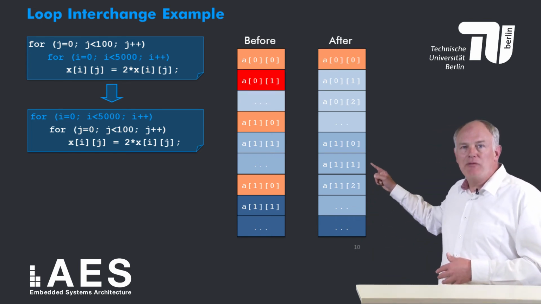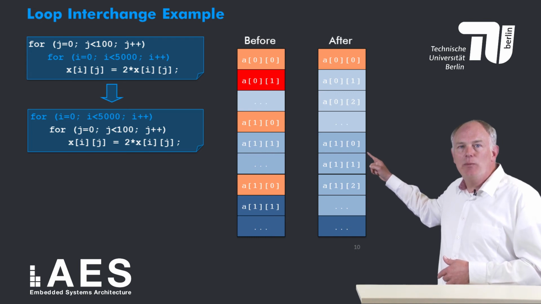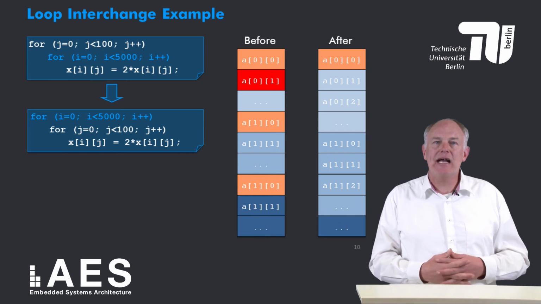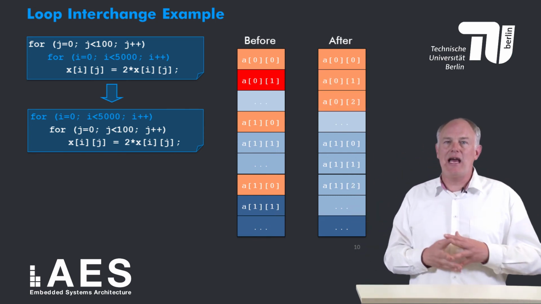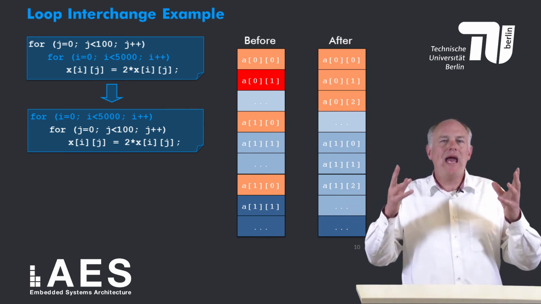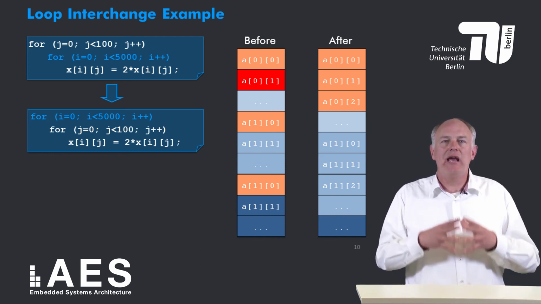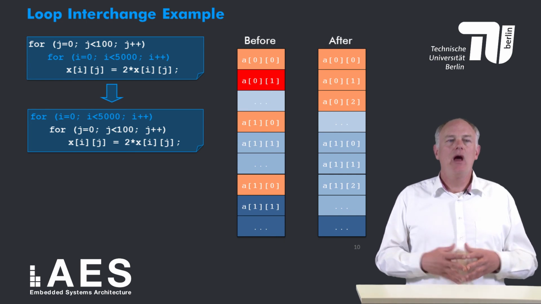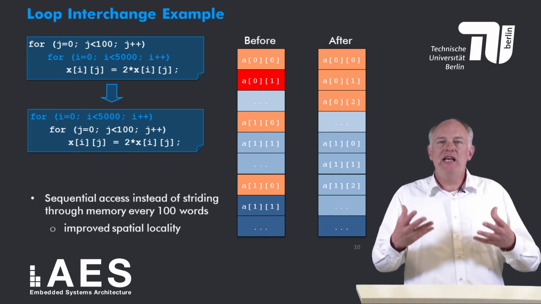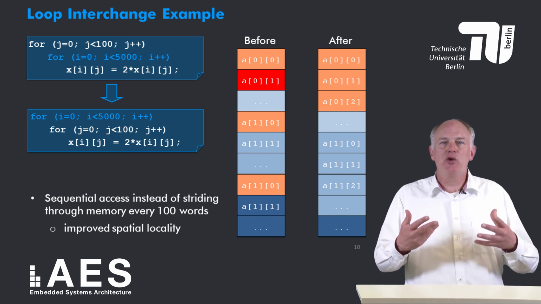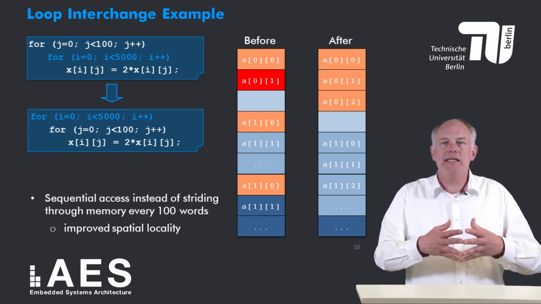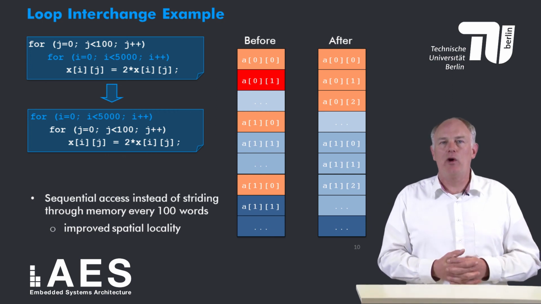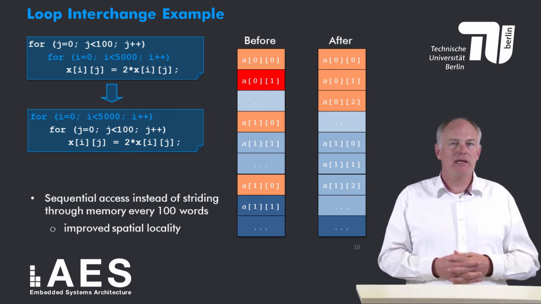After applying loop interchange, this will be the first element that is accessed. This is the second element that is accessed, and this is the third element that is accessed. So now we access the elements in the order in which they are stored in memory, which improves spatial locality. Bottom line, in this example, loop interchange makes sure that we get sequential access instead of jumping or striding through memory every 100 words, which improves spatial locality.